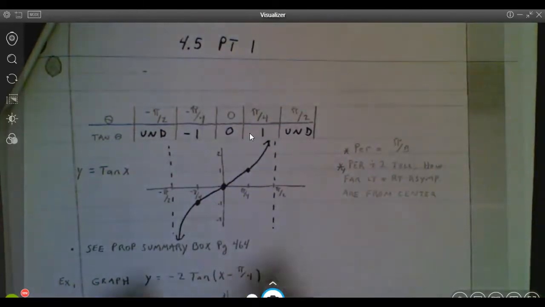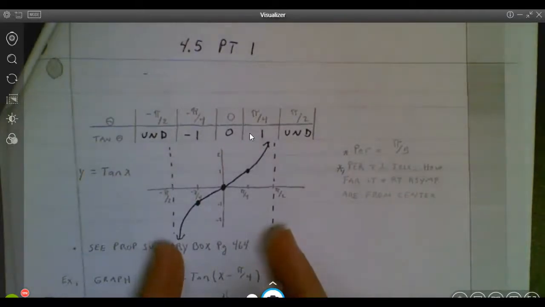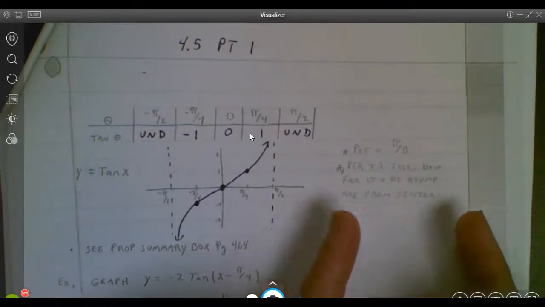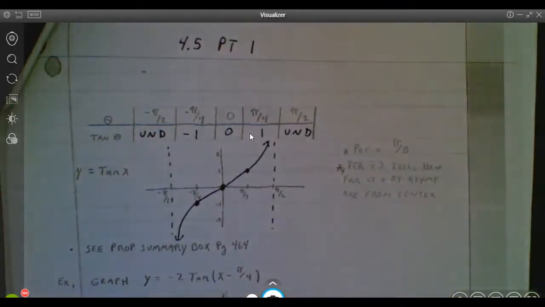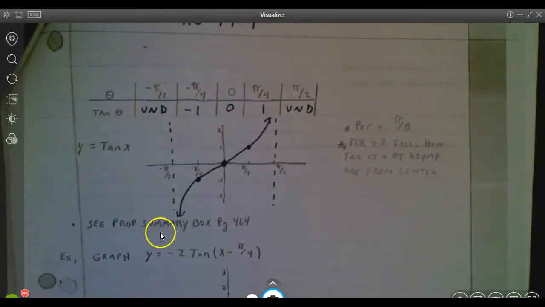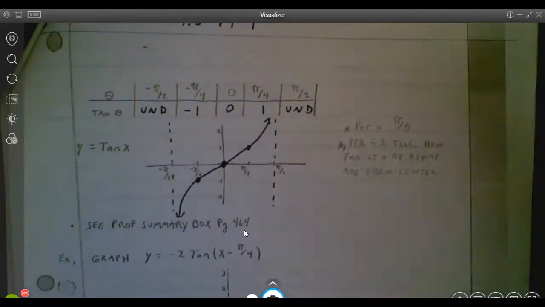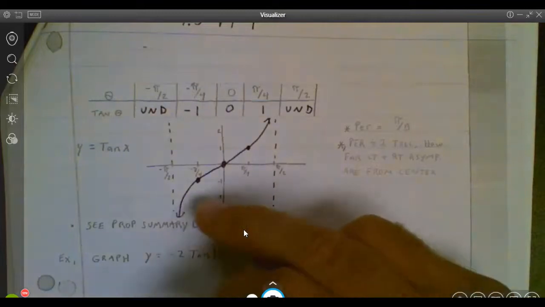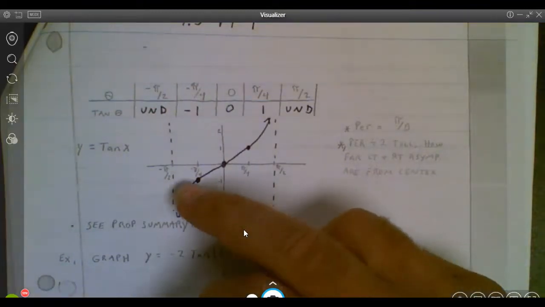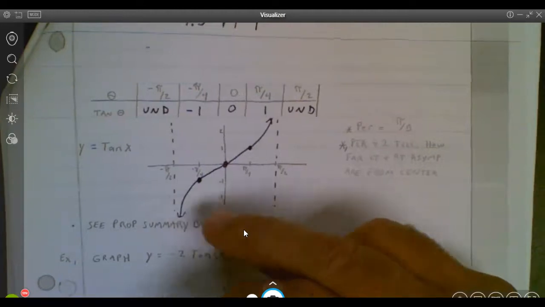And that shows me where one period is. Even though it's not a continuous function like sine and cosine, it is still continuous within those vertical asymptotes. So within one period, it is continuous. But then you would have another one here and another one here, and it goes on and on forever. This is just one period of the graph. You can check out the key property summary box on page 464. I'll leave that one up to you. It'll help define some of the things like domain and range. Obviously on this one, as far as domain goes, it's limited. Our domain would depend on how many periods we graph.